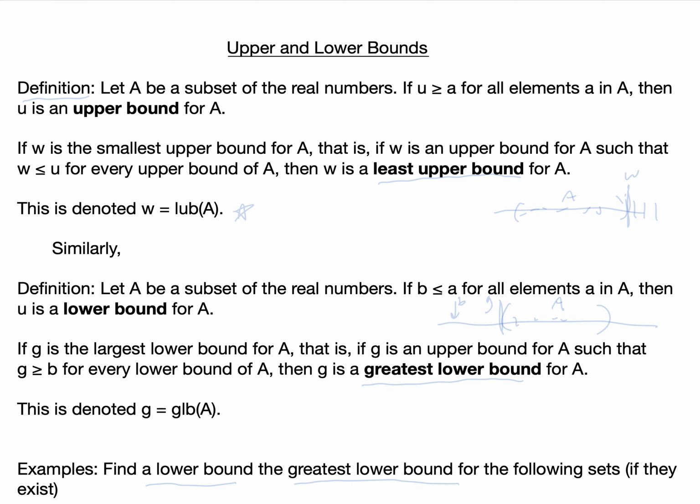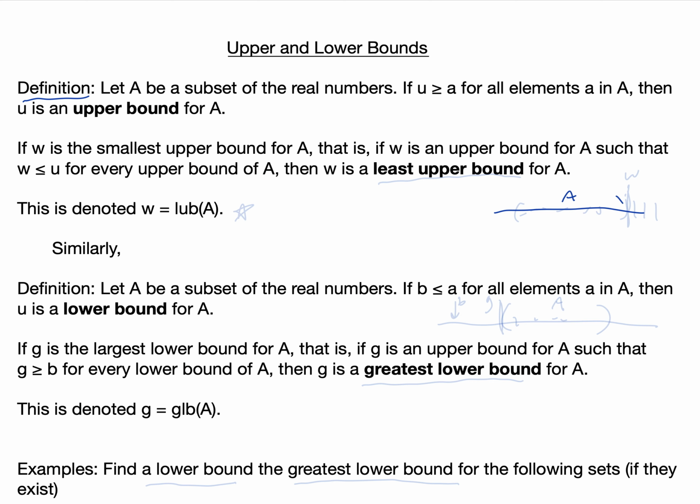In this video, we're going to talk about upper and lower bounds for sets and some related properties. So here is a definition. Let A be a subset of the real numbers. If the element U is greater than or equal to a for all elements a in A, then U is an upper bound for A.